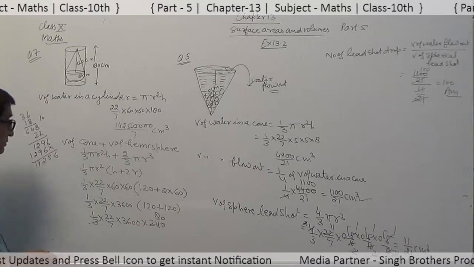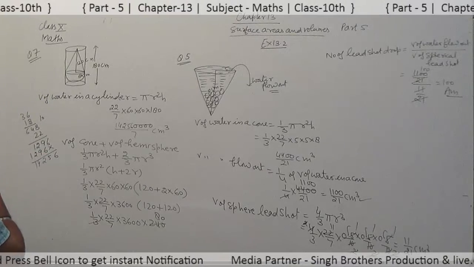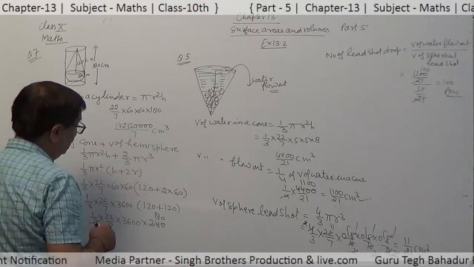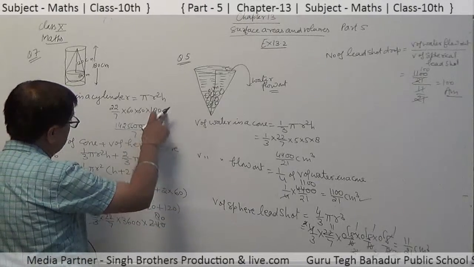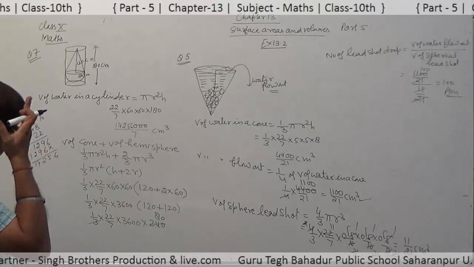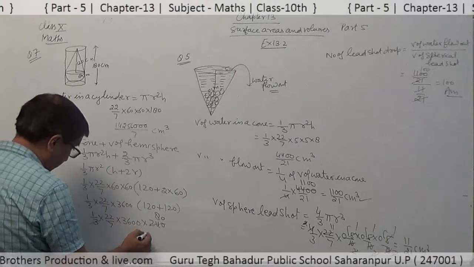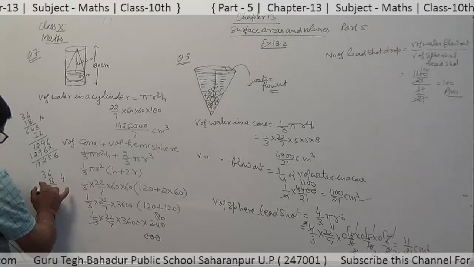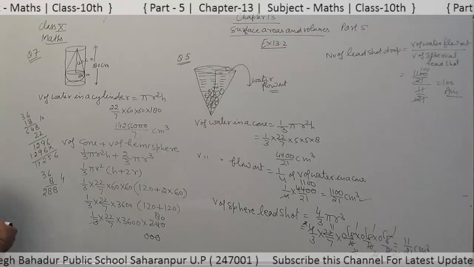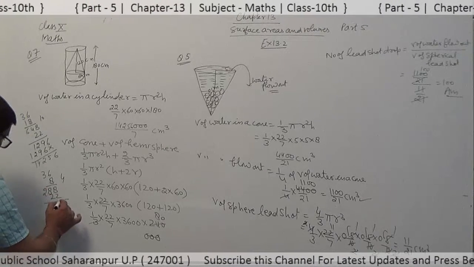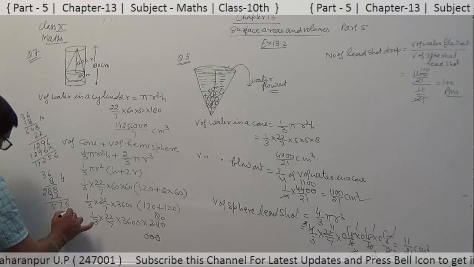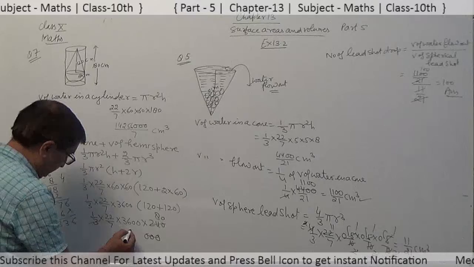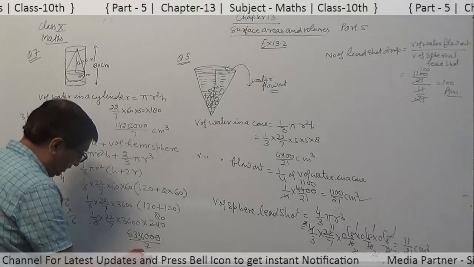3 eights are 24, so multiplying it, 30, 36, 8 times is 288, into 22, so it becomes 6336000 upon 7.